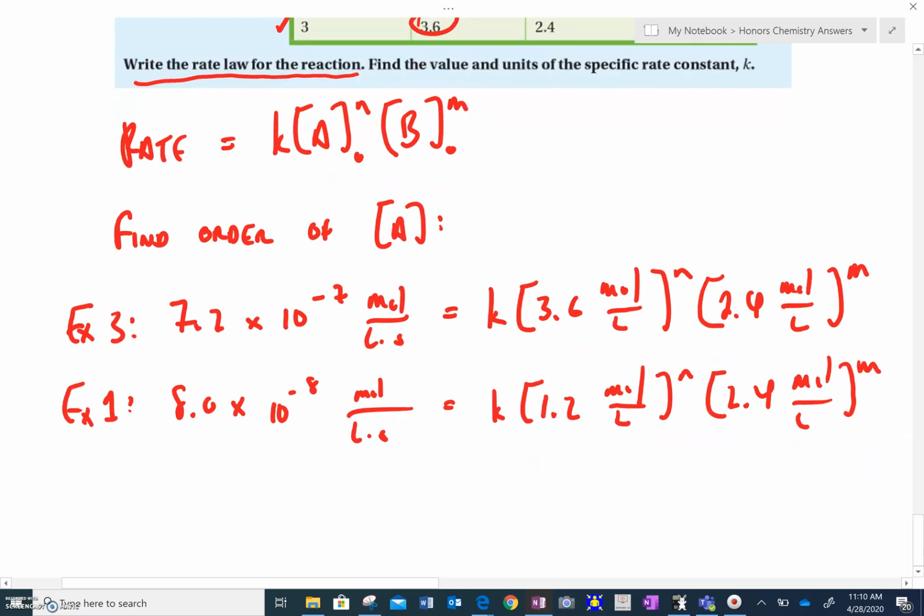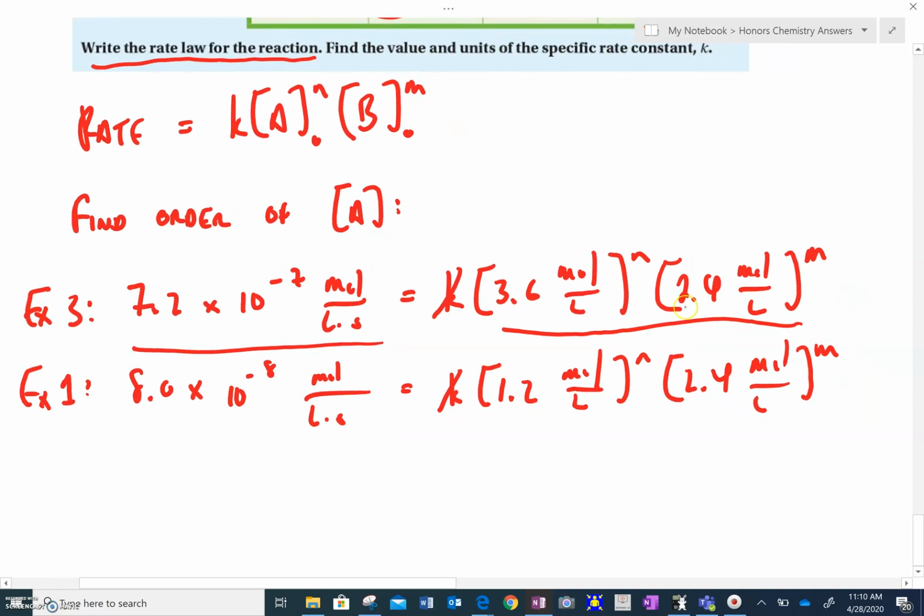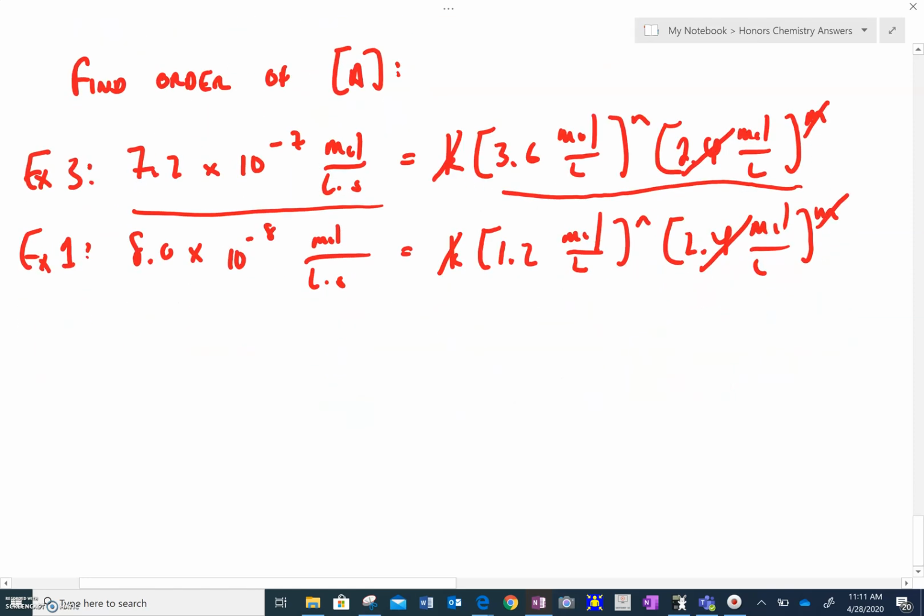Here's what we're going to do. Just like we did in the previous example where we just had one reactant, we're going to treat these like a proportion. We're going to get rid of everything that is the same. We know that rate constant K is a constant. We can get rid of it. And we know that the value for B and its exponent are the same. So we can get rid of that too. So now what we have is this.